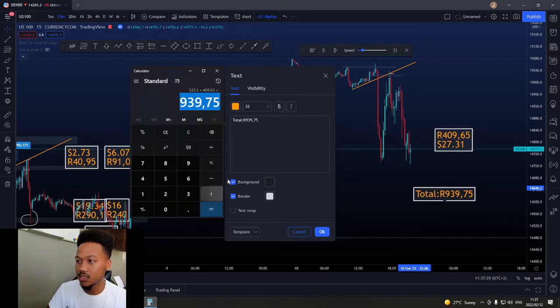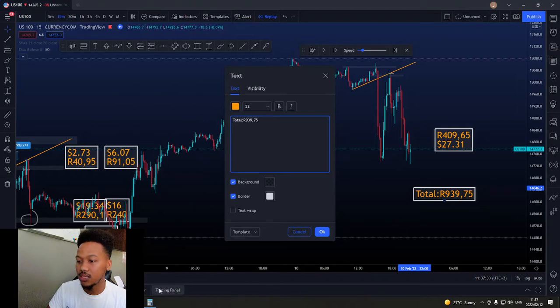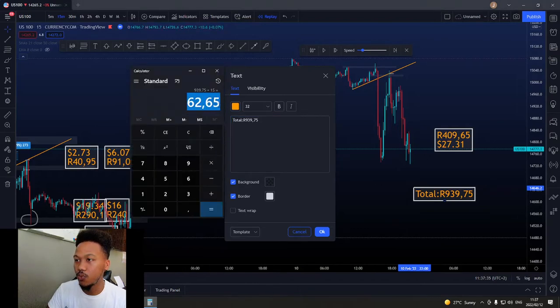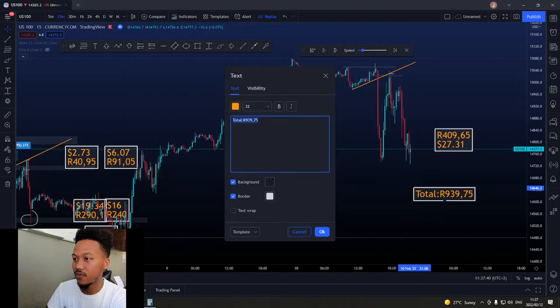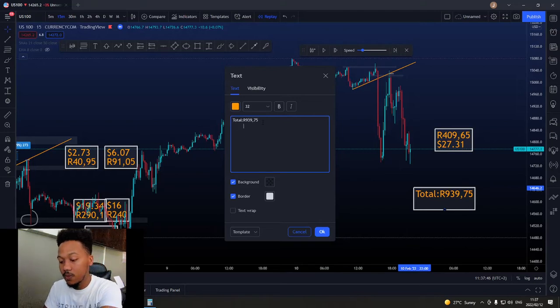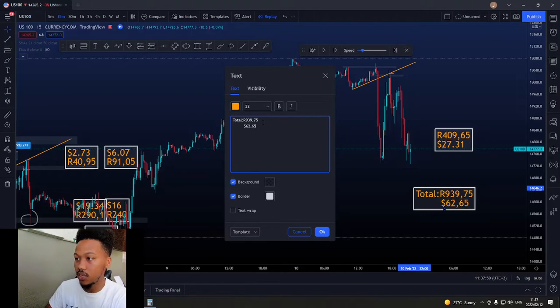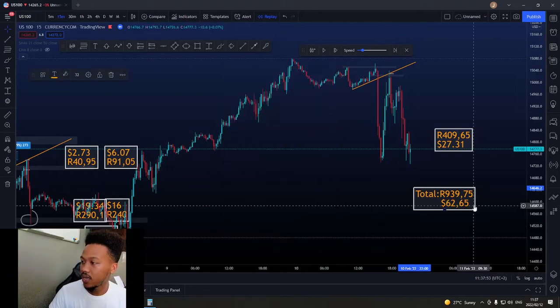Okay, so let's convert it to actual dollars. So we're going to divide it by 15. So you just gained 62.65 dollars on your dollar account. Once again, who's going to give you this money just like that?